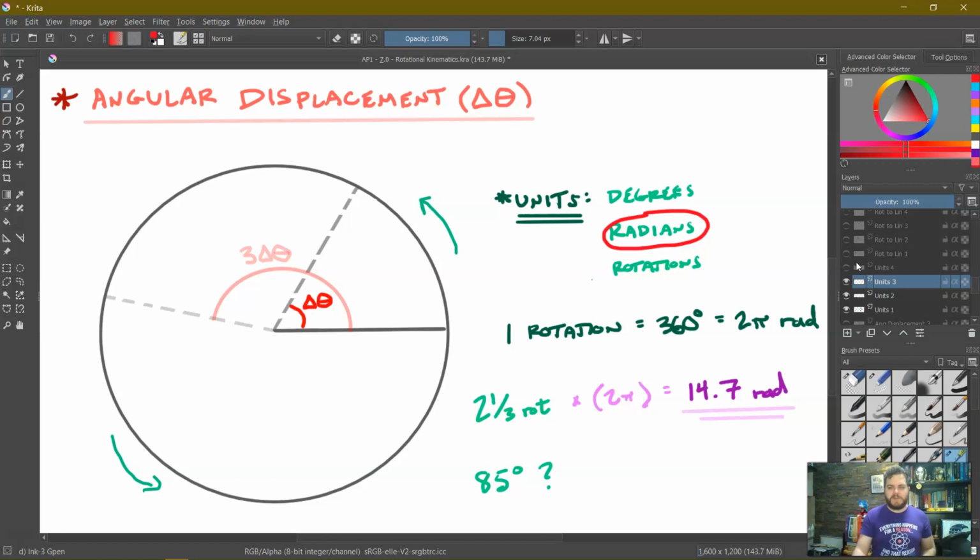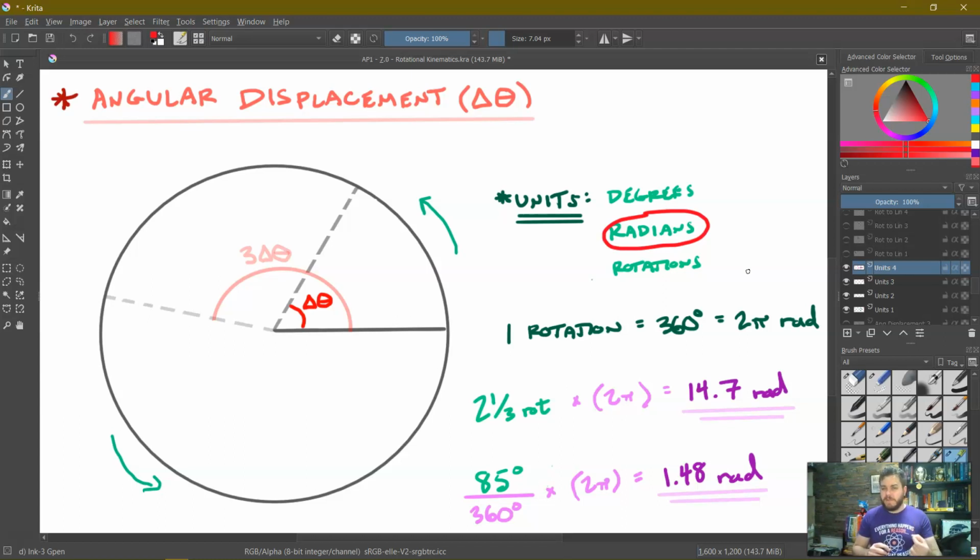And then for 85 degrees, I'm going to do the same sort of thing. I'm going to get 85 degrees to number of rotations by dividing it by 360 degrees. And then I'm going to multiply it by 2 pi to get into radians, and I get 1.48 radians. Once again, I'm avoiding using the pi there. Radians are something very specifically physical, so getting the pi out of there is going to help me think about what this number is really telling me, and we will talk more about that in class.